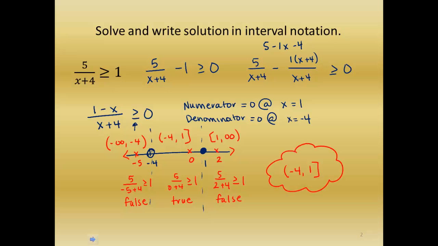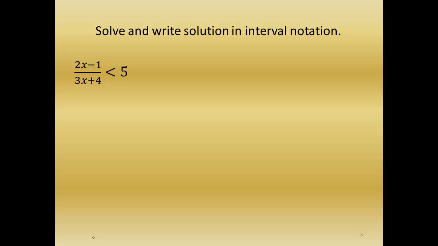Let's try another one. Okay, for this example, we're going to do very much the same steps. We're going to subtract the 5. We're going to find a common denominator and write that as a single expression. First step, subtract the 5. Now it is less than 0.